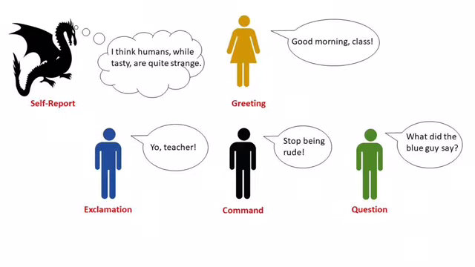And then there's our logic dragon, who's over there thinking, "I think humans, while tasty, are quite strange." Now that's an example of what we call self-report. It is declarative. I think humans are strange. That's a declarative sentence. But it really doesn't have truth value because there's no way to know or get into another person's head to know whether or not that is true or false. So we really can't say it has truth value, and therefore that is not a proposition.